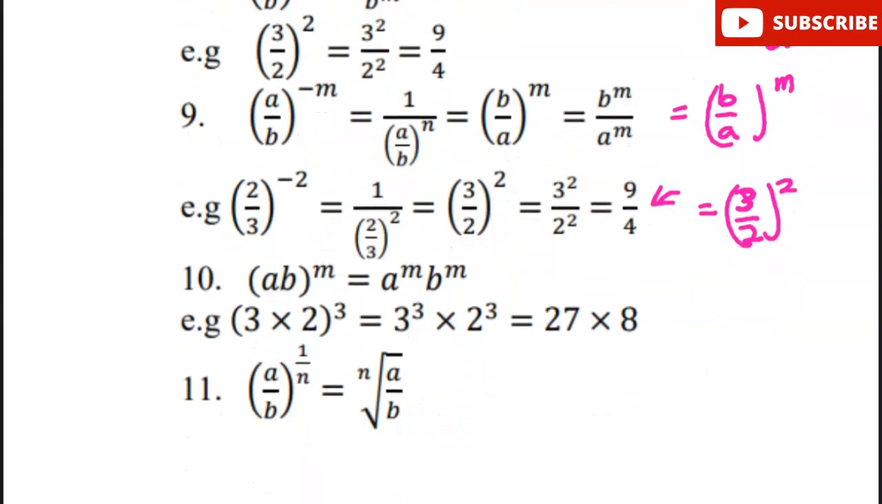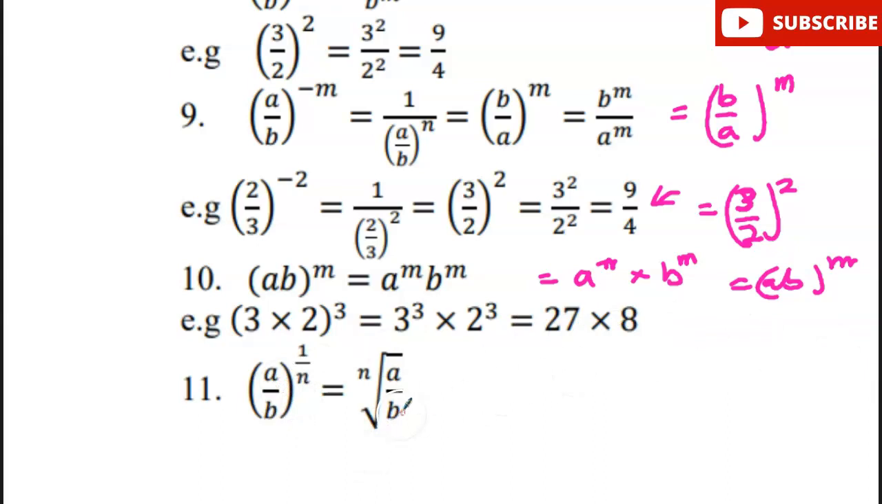The next one, ab all raised to the power m. This is the same as you split them. So it's just like a to the power m times b to the power m. And remember, if you have this, you can also put them together and say ab to the power m. So 3 times 2 all to the power 3 is the same as, you split them, 3 to the power 3 times 2 to the power 3, which is 27 times 8. So you can even simplify.